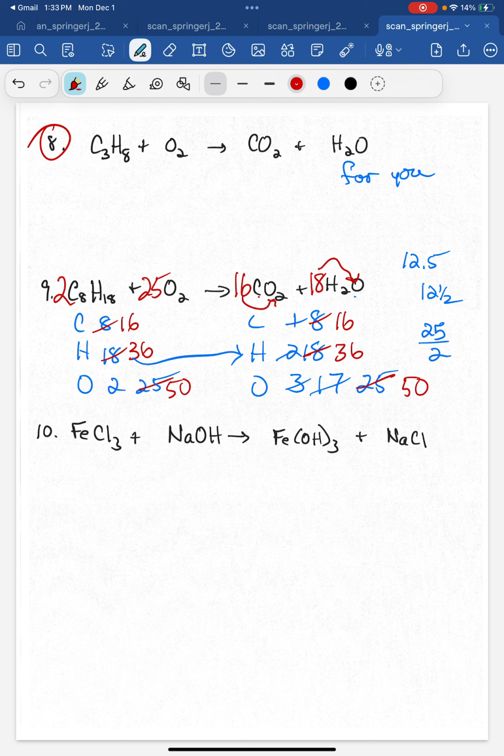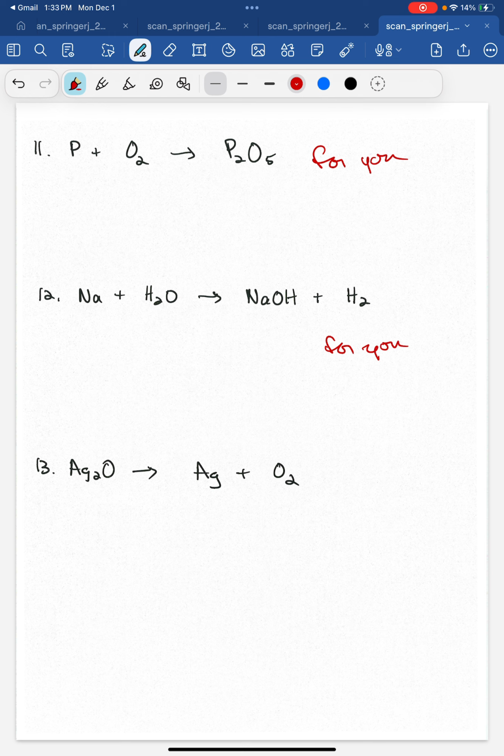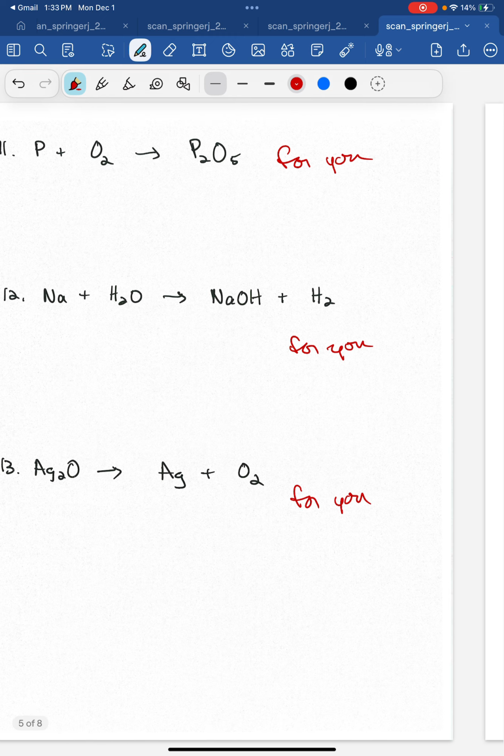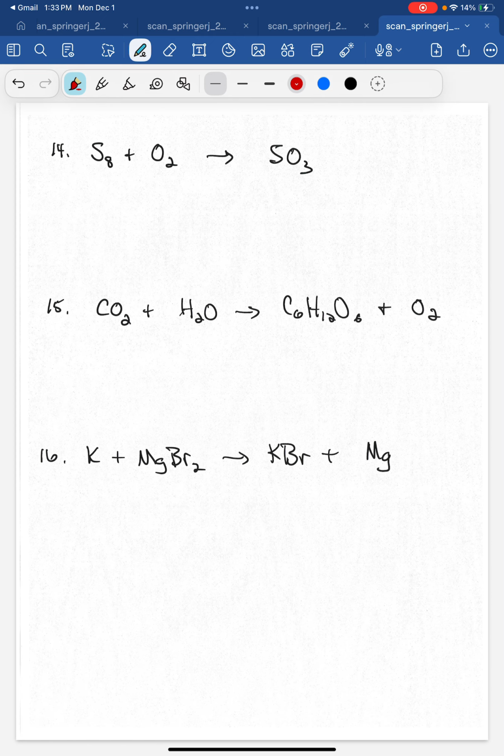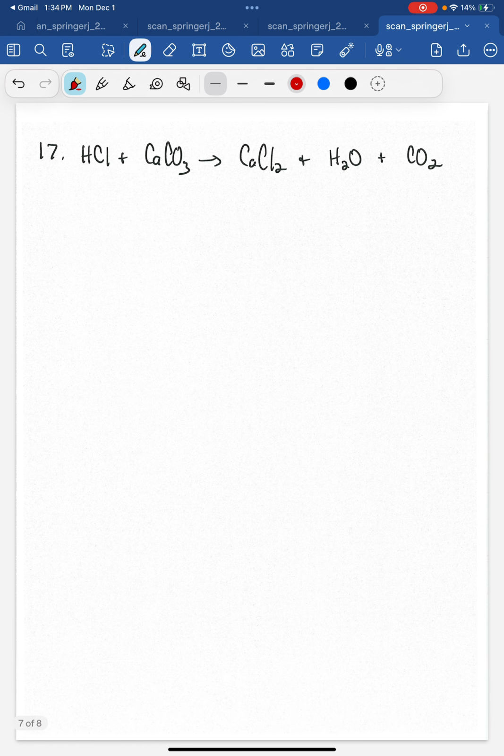Here's one, number 10. Let's let you do that one. Number 11, that doesn't look hard. Number 12 is not too bad. Number 13, oh, that's easy. 14, you can do that. 15, that should look kind of familiar to you. It looks familiar to me. You should be able to do that. 16, oh, that's an absolutely beautiful one. And number 17, you're going to be surprised how easy 17 is.